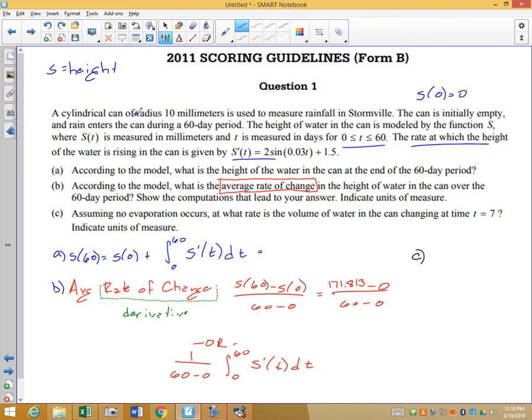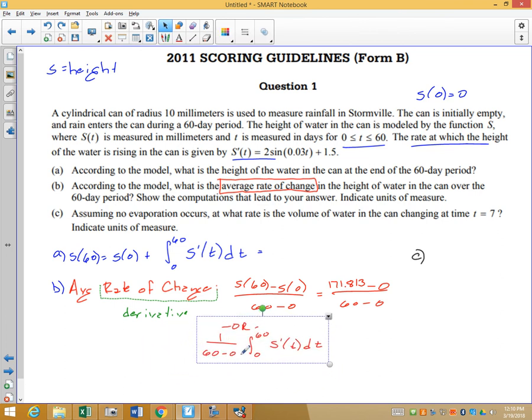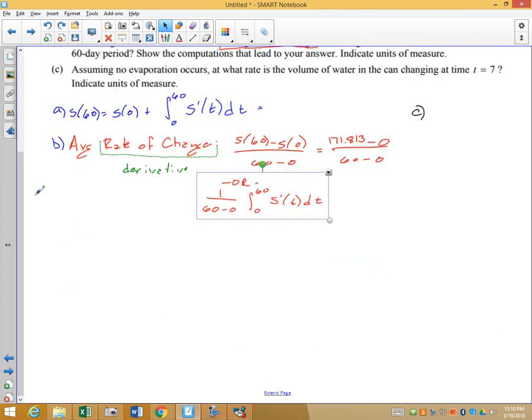Oh, no! It's not as easy as I thought. What is that function? That's the rate of change of the height. Oh, this is asking about volume. That's not the volume. Yes, you need to know the volume of a cylinder. How do you find the volume of a cylinder? It's pi r squared h, right? Volume is pi r squared h.